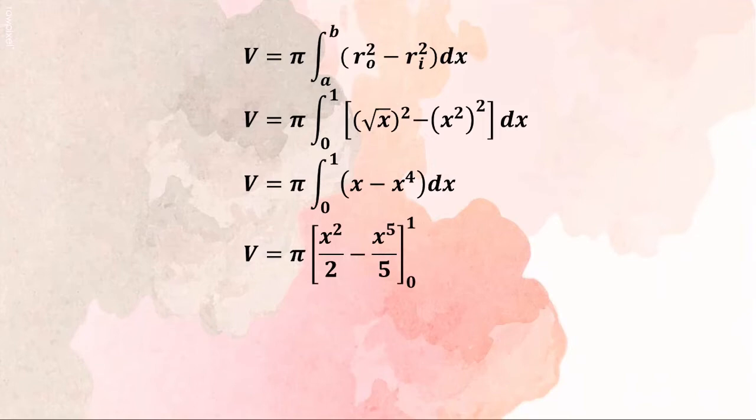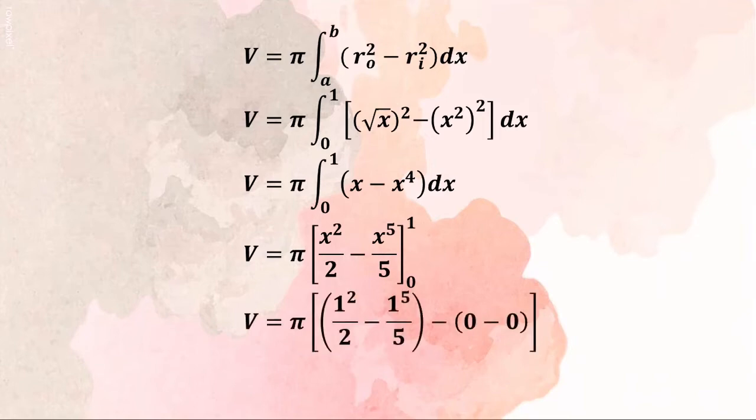Next is to evaluate the interval from 0 to 1. So we have here the volume equals pi times 1 squared over 2 minus 1 raised to the power of 5 over 5 minus 0 minus 0. And then simplify, so our final answer is 3 pi over 10 or 0.942 unit cube.